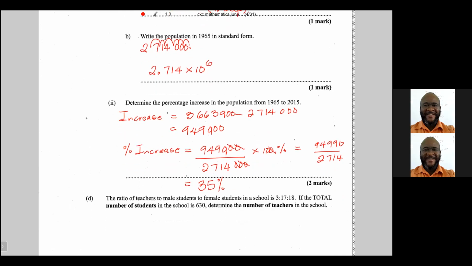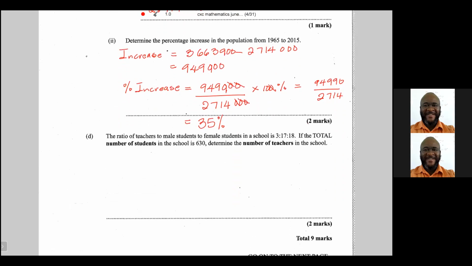Let's have a quick look at D. D says the ratio of teachers to male students to female students is 3 to 17 to 18. It says if the total number of students in the school is 630.